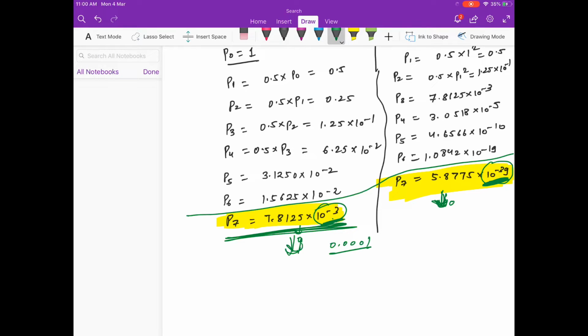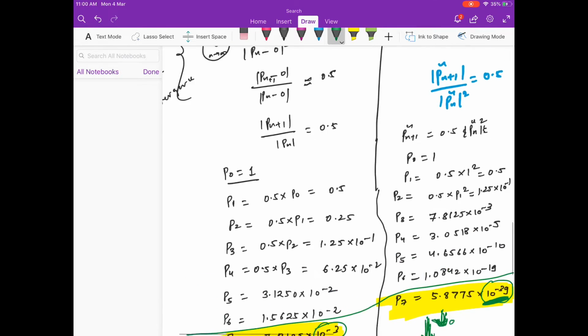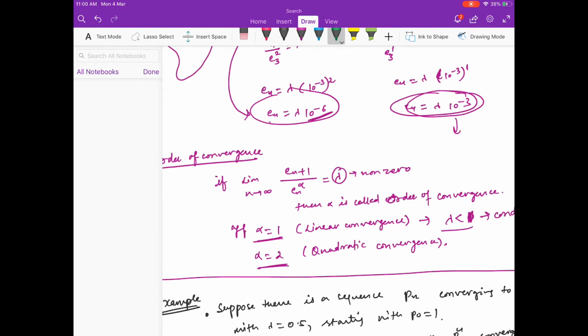So we would like to have methods which are quadratically convergent as compared to methods which are linearly convergent. So it should be clear how this alpha is decreasing the error for the sequence. And I would also like to comment that this lambda is called the asymptotic rate constant, or asymptotic error constant.